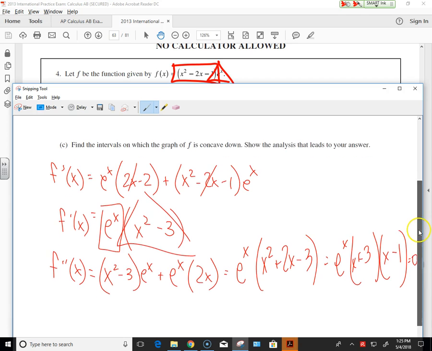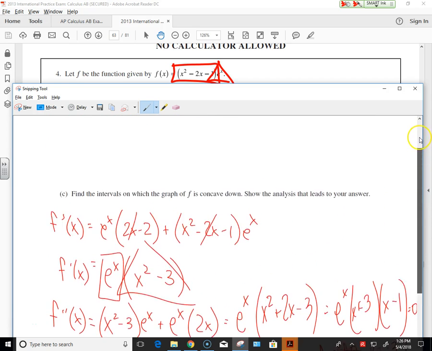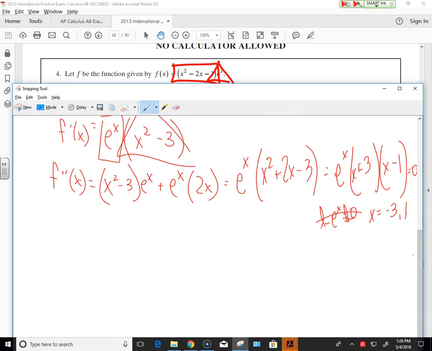Once I set equal to 0 to find my pips, e to the x can never equal 0 because ln of 0 does not exist. So you always ignore any exponentials when trying to find zeros. But I can say x is equal to negative 3 and 1. Now pause. They don't give me any sort of weird domain-y thing, do they? Like only these x's? No, I don't see any domain-y things either. Okay. So I'm going to go ahead and put my negative 3, put my 1, put my f double prime, put my f.